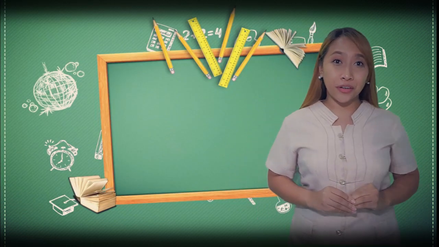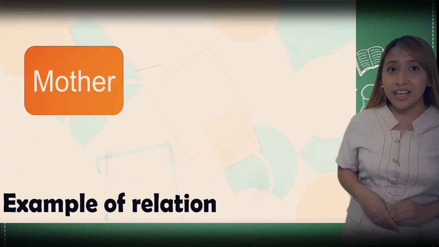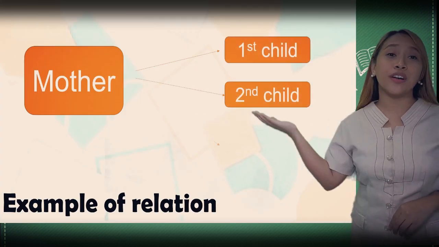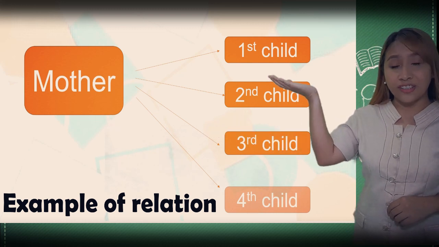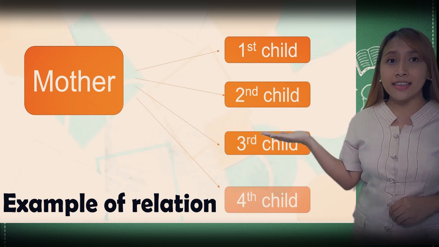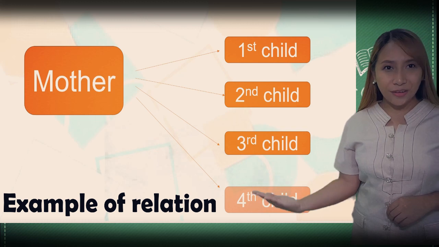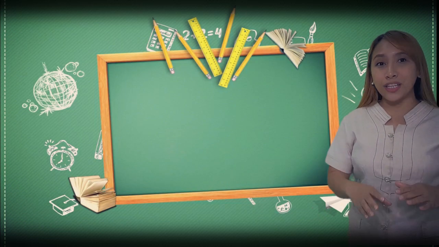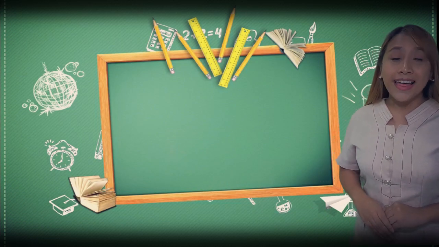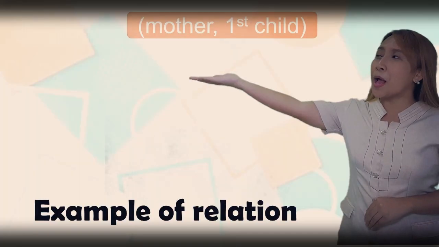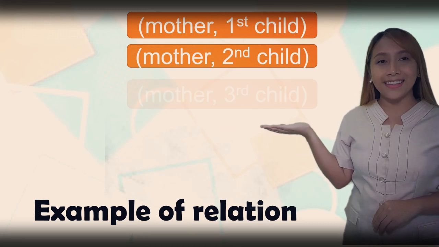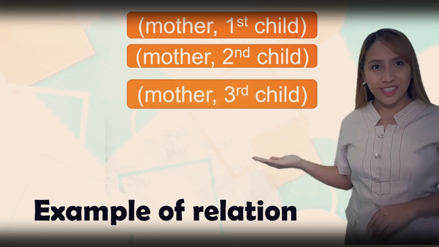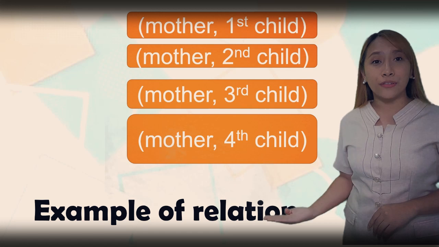An example of a relation is the connection of the mother with her 4 children. The mother is connected with the first child, the second child, the third child, and the fourth child. If we want to write this in an ordered pair, this can be written as (mother, first child), (mother, second child), (mother, third child), (mother, fourth child).